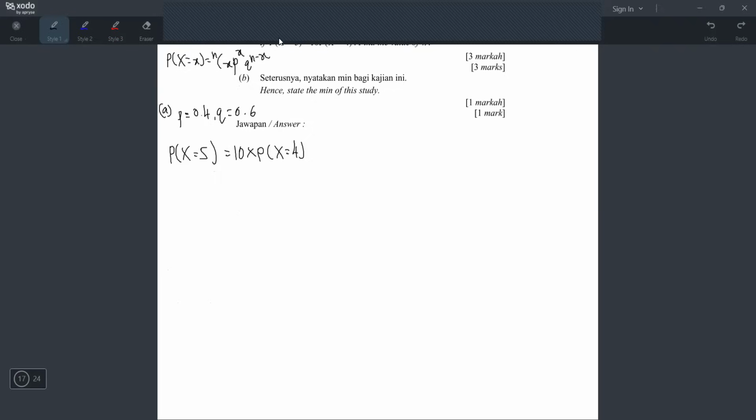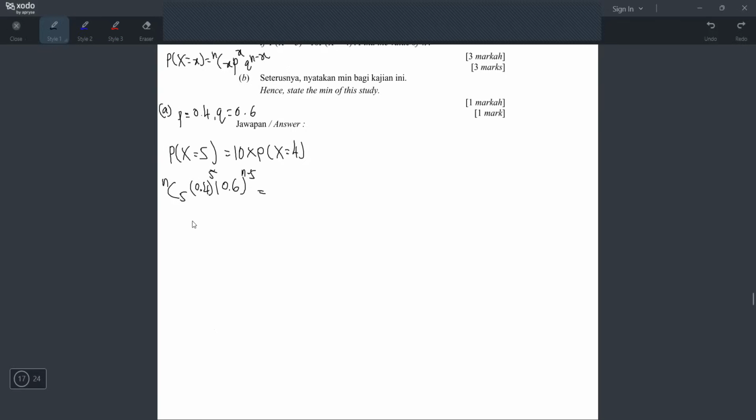First thing first, my x is 5, but my n I don't know. So let's just write nC5. Okay, p power x, probability. So the probability is 0.4, 0.6. The power here will be the same as the number down here, which is 5. And then this power will be atas tolak atas, n minus 5. All right, I'm just using this formula.